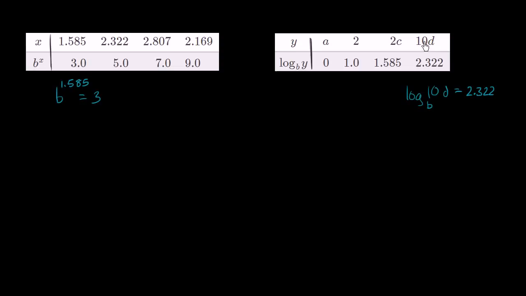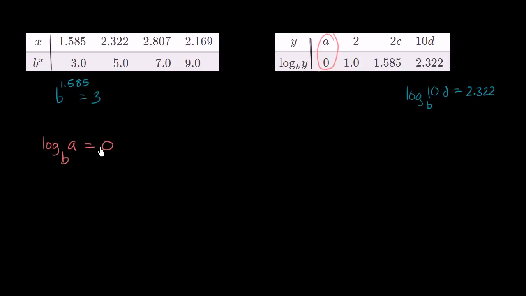So let's see what we can deduce from this. Here we have just a bunch of numbers. We need to figure out what b is. b to the 1.585 power is 3, but I don't really know what to make sense of this stuff here. Maybe this table will help us. This first column tells us that log base b of a, so now y is equal to a, is equal to 0.